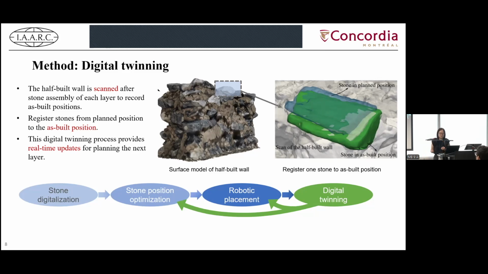So we incorporate a digital twinning process: every time the robot places one layer of stones, we scan the wall and then register the stones from their planned position to the as-built position, and then use the as-built positions to feed the planning algorithm and all the following. In this way, we have a closed loop construction process for every layer of stones.